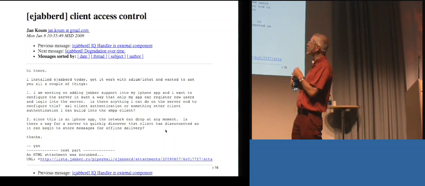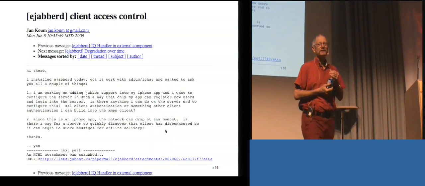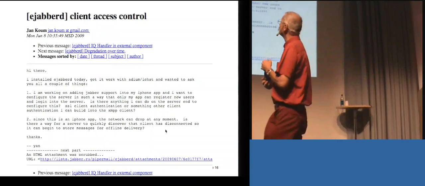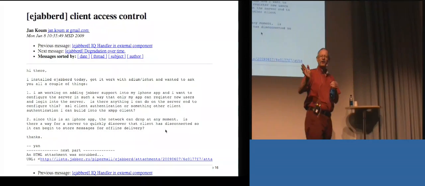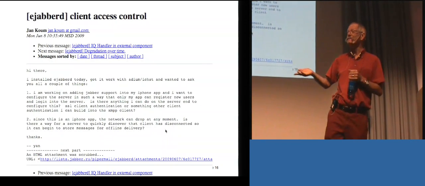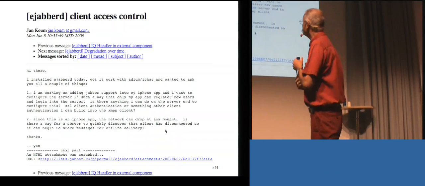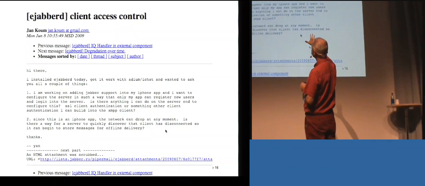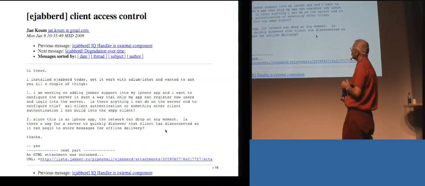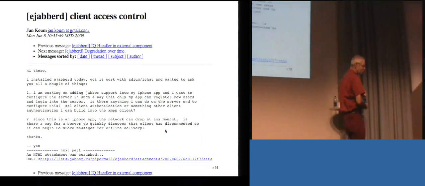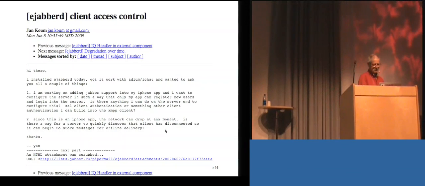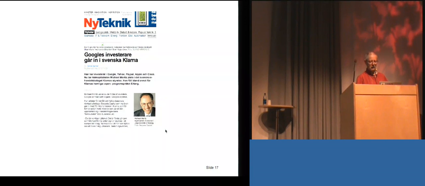It's quite interesting because you discover he hasn't found out where the shift lock is on his keyboard, so he can only write in small letters. But this didn't stop him, you know, so you can become a billionaire even if you don't know where the shift lock key is on your computer. So here we are: I installed ejabberd, got it working, wanted to ask you all a couple of questions. So he asked a couple of questions. He got started with this.